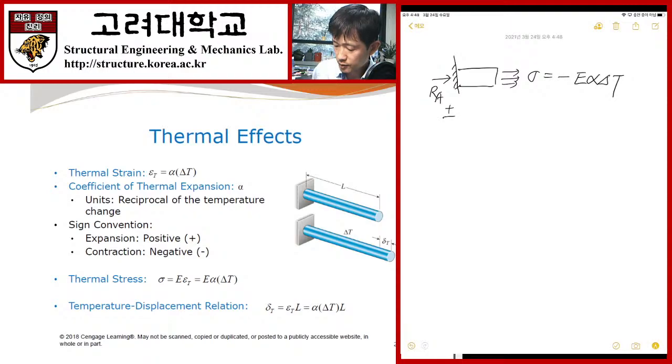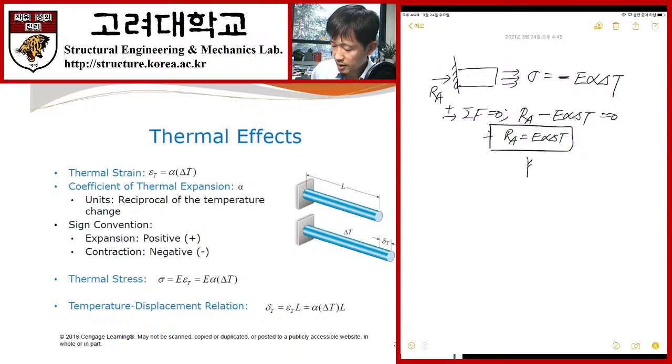So let's check the force equilibrium. Then RA plus, and then it already has minus sign, so E alpha delta T is equal to 0. That's why my RA is equal to E alpha delta T. Is it clear, right? Let's check the other part.